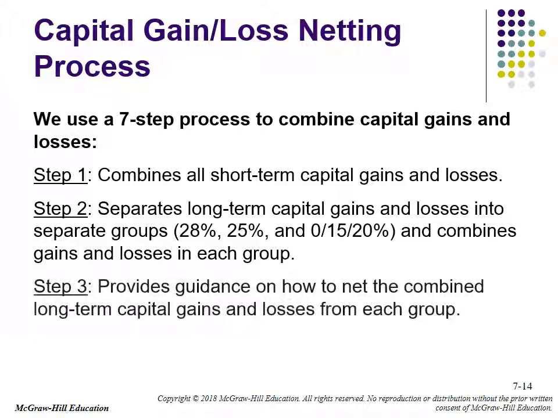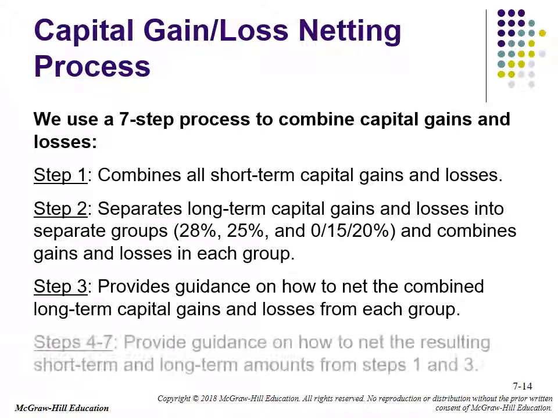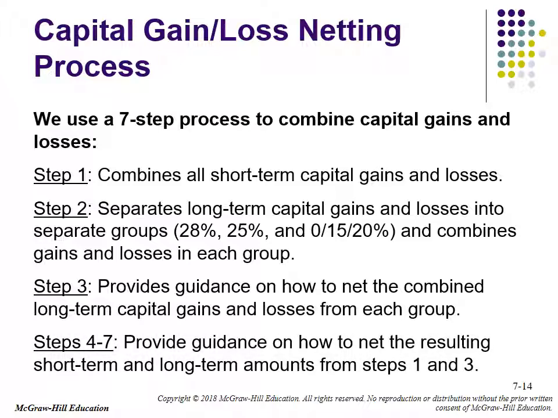Step 3. This provides guidance on how to net the combined long-term gains and losses from each group. So if you do have a group in the 0, 15, or 20%, you do have a group in the 25%, or you do have a group in the 28%, step 3 would give you guidance on how to net them. And this is on page 7-13.